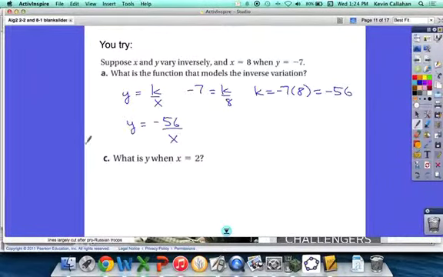So what is the function that models the inverse variation? That is the function. What is y when x equals 2? y equals negative 56 divided by 2, which is negative 28.